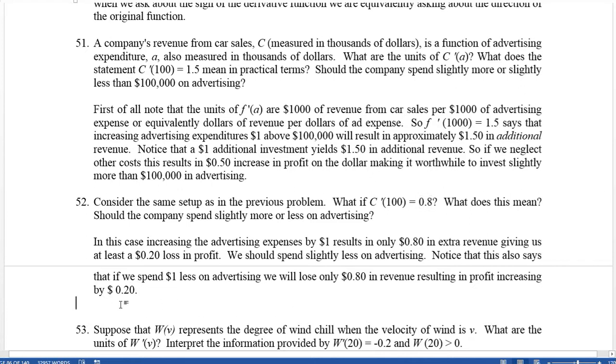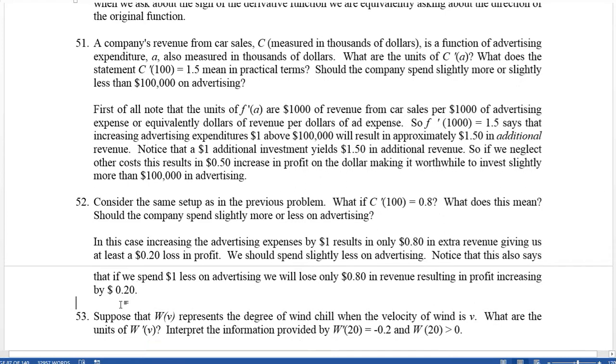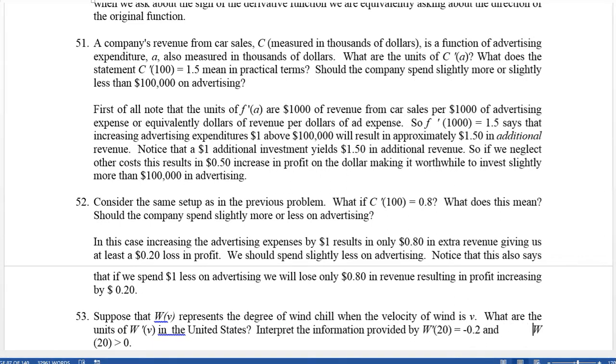All right, how about another one here? Suppose that W represents the wind chill when the velocity of the wind is V. What are the units of W prime of V? And interpret the information provided by W prime of 20 equals negative 0.2 and W of 20 is greater than 0. And let's assume we're in the United States. Okay, that's going to be important for the units. Can you figure that one out?